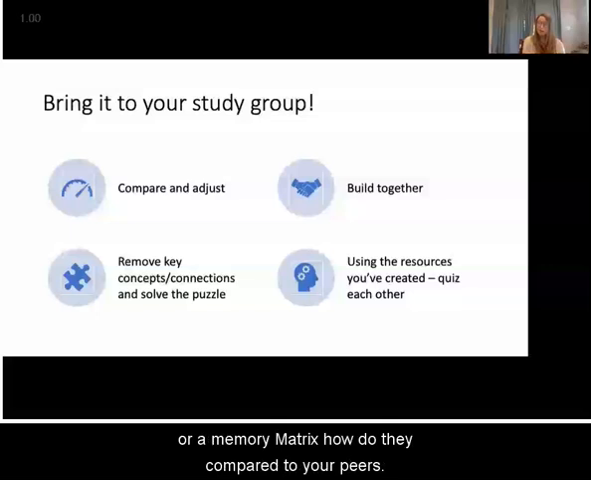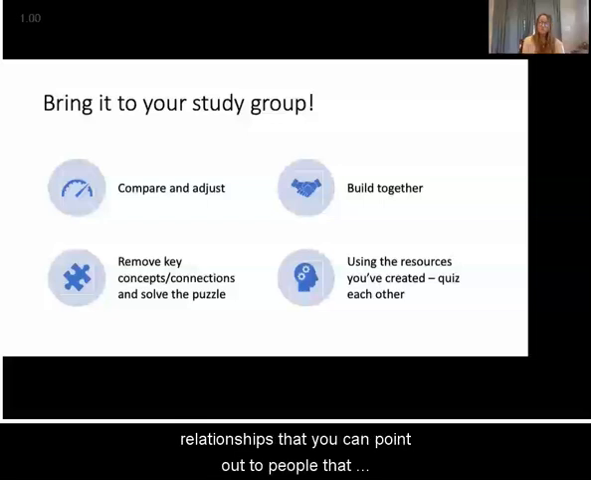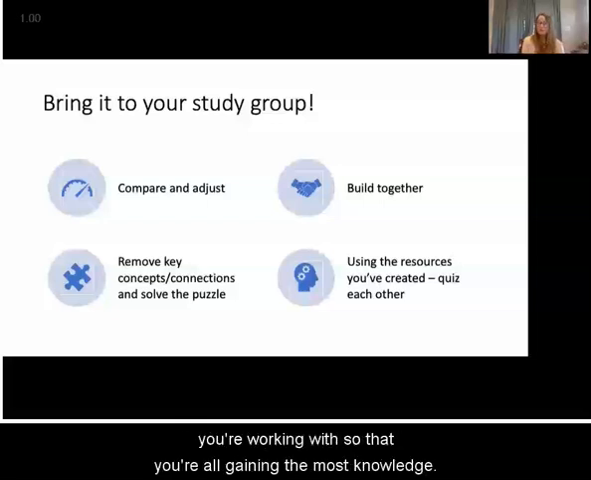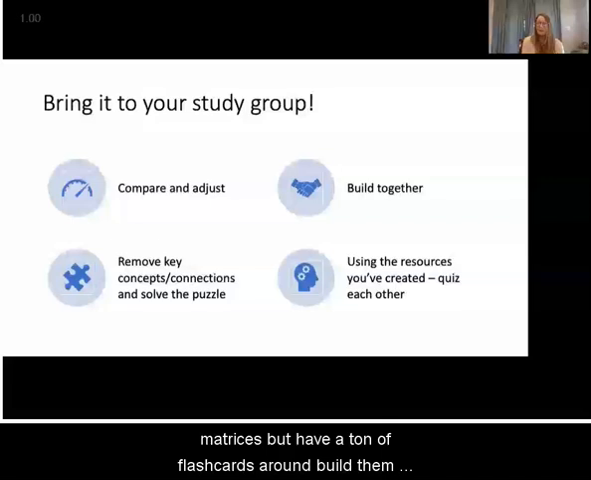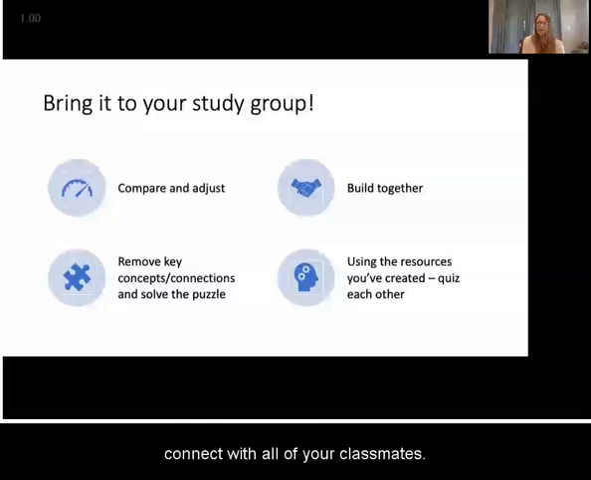How do they compare to your peers? Are there relationships that you've missed? Are there relationships that you can point out to people that you're working with so that you're all gaining the most knowledge? Also, if you've not made those concept maps or memory matrices, but have a ton of flashcards around, build them together. Pool those flashcards and think about how they connect with all of your classmates.